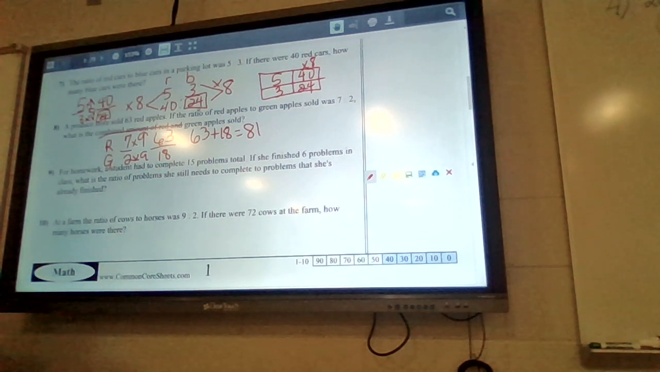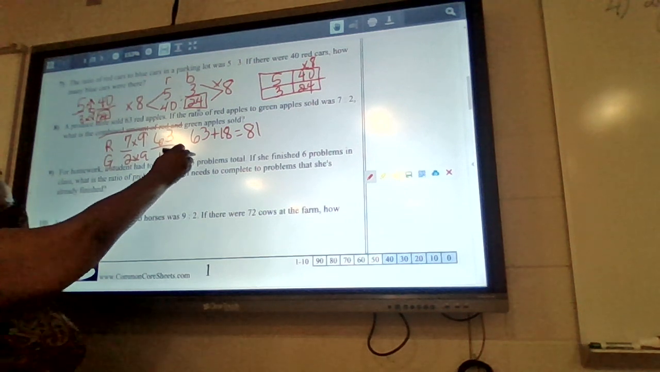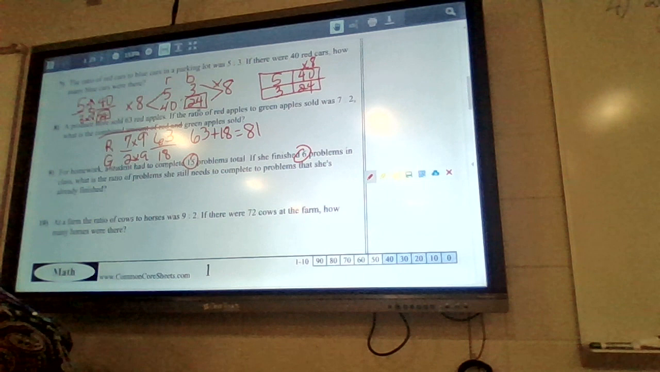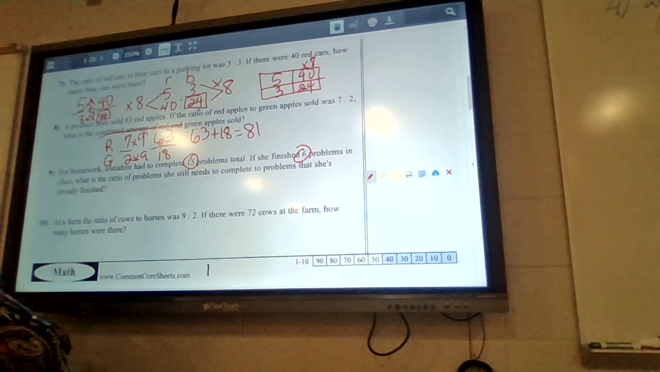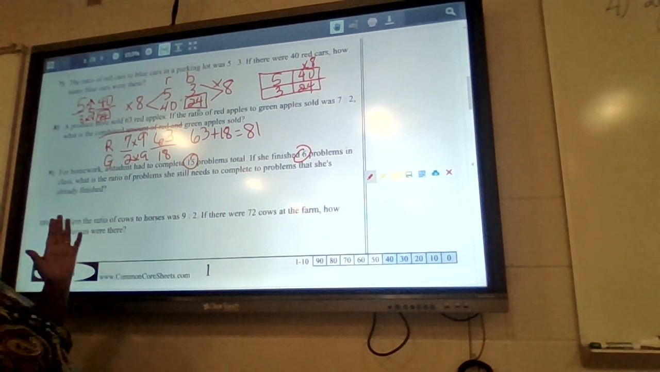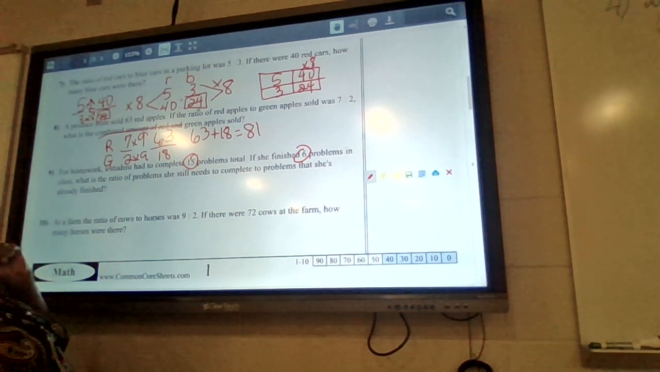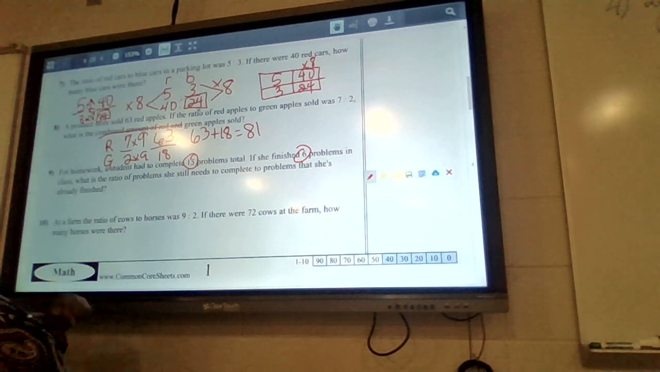Okay, I had to read number 9 like 3 times. Okay, for homework, a student had to complete 15 problems total. If she finished 6 problems in class, so my total is 15, and then she finished 6 in class, what is the ratio of problems she needs to complete to problems she's already finished? Okay? So she finished. Oh wait, okay.